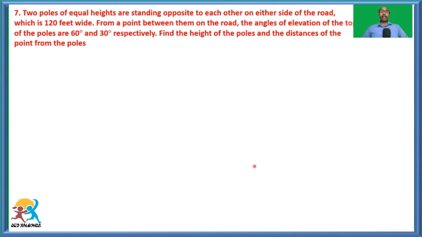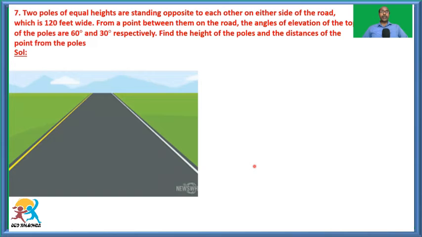Two poles of equal heights are standing opposite to each other on either side of the road, which is 120 feet wide. From a point between them on the road, the angles of elevation of the poles are 60 degrees and 30 degrees respectively. Find the height of the poles and the distance of the point from the poles. That's the question.